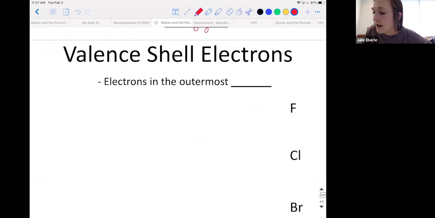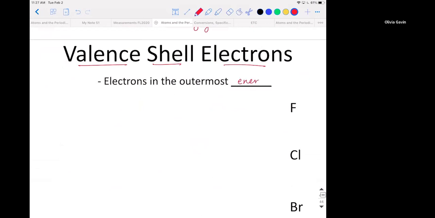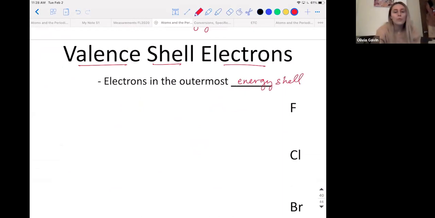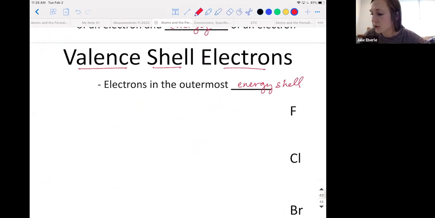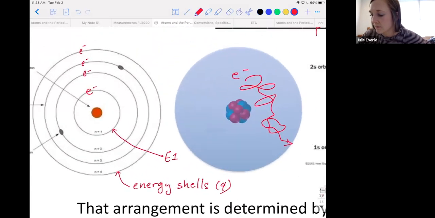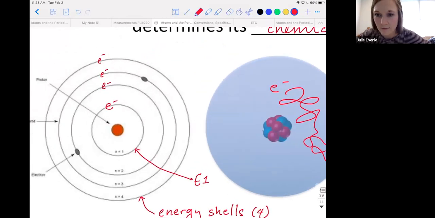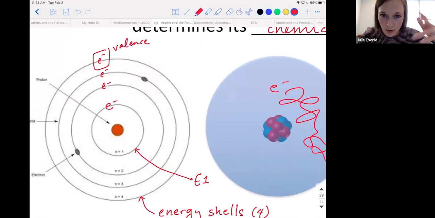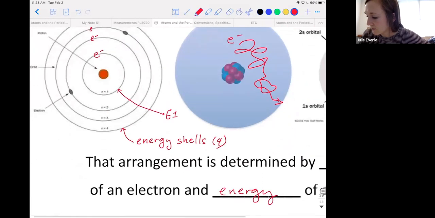All right, so let's talk about a valence shell electron now. We've been talking about electrons, but what is a valence shell electron? It is an electron in the outermost energy shell. If we go back up to this picture right up here, which electron is the valence? It would have to be this guy, right? This would be the valence. And you could draw more than one electron. There could be many electrons on the valence shell, but in my picture, I just had one on each.